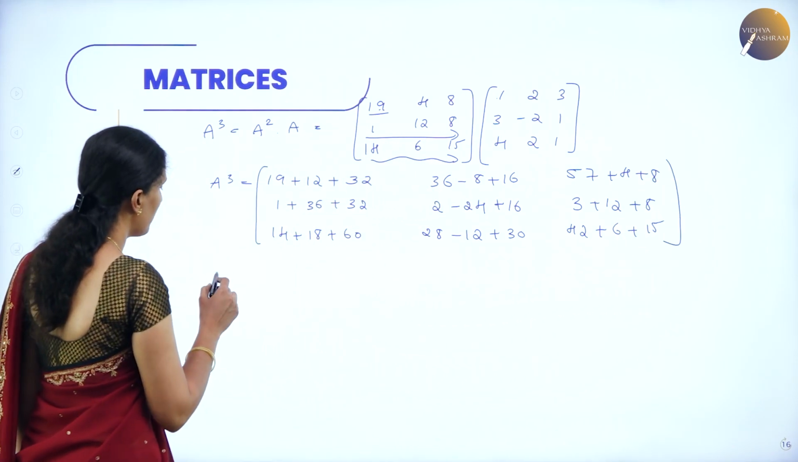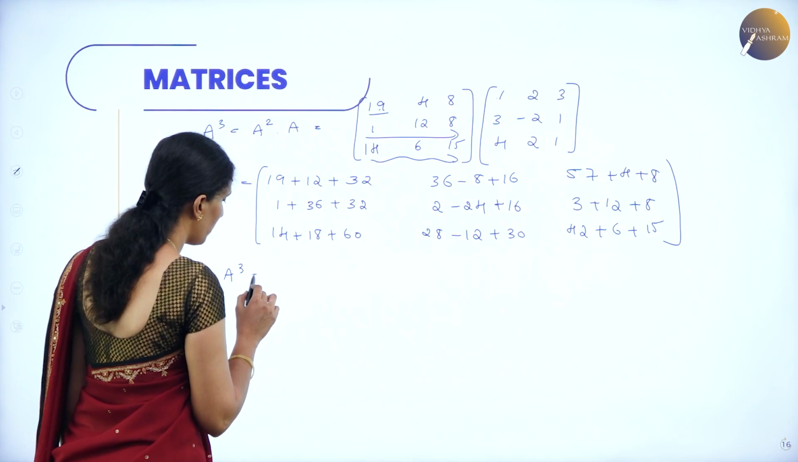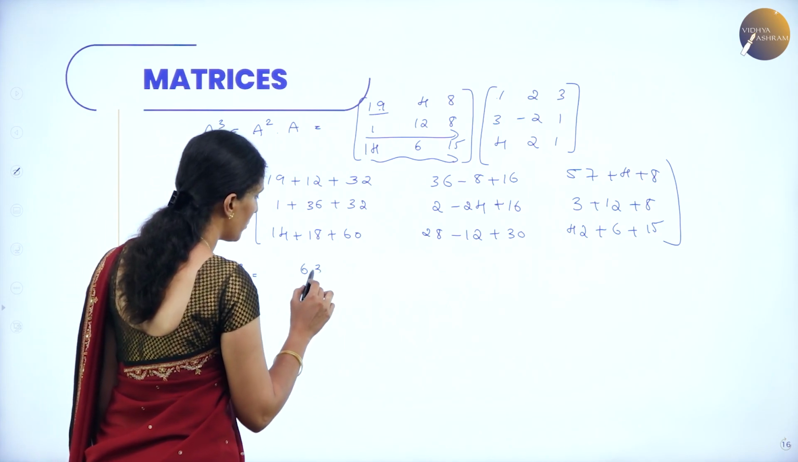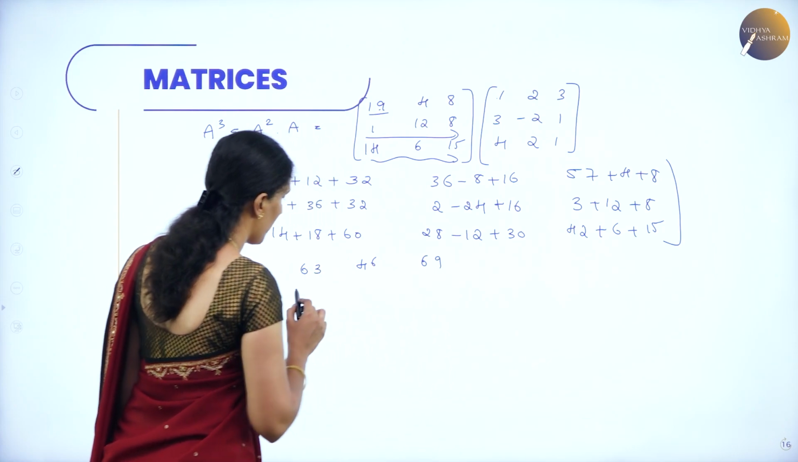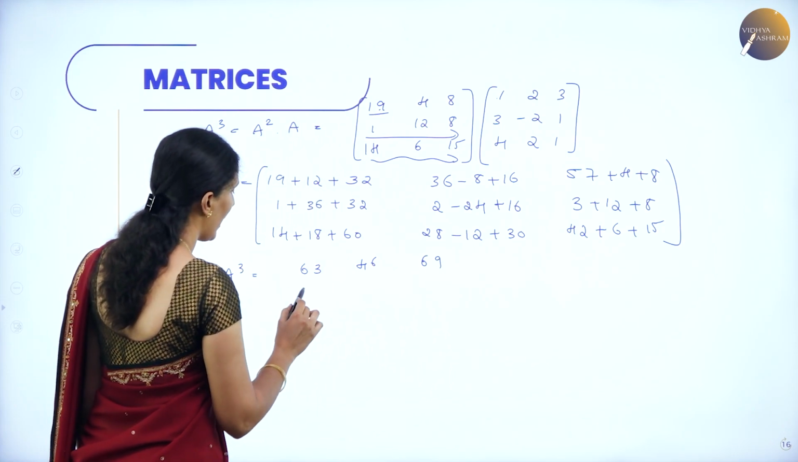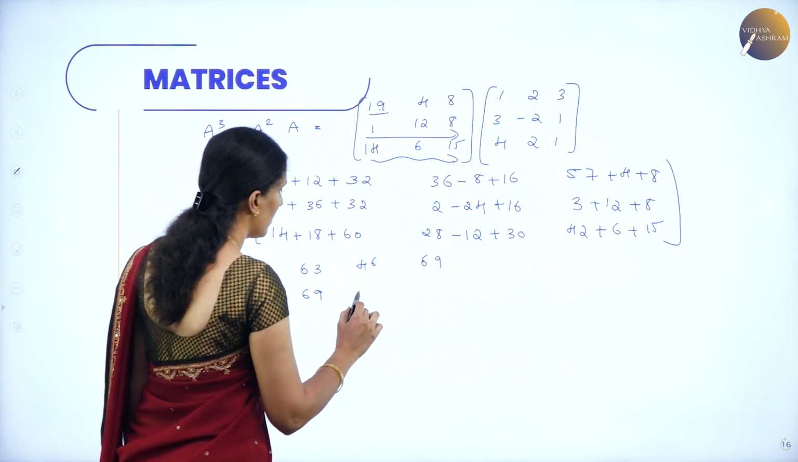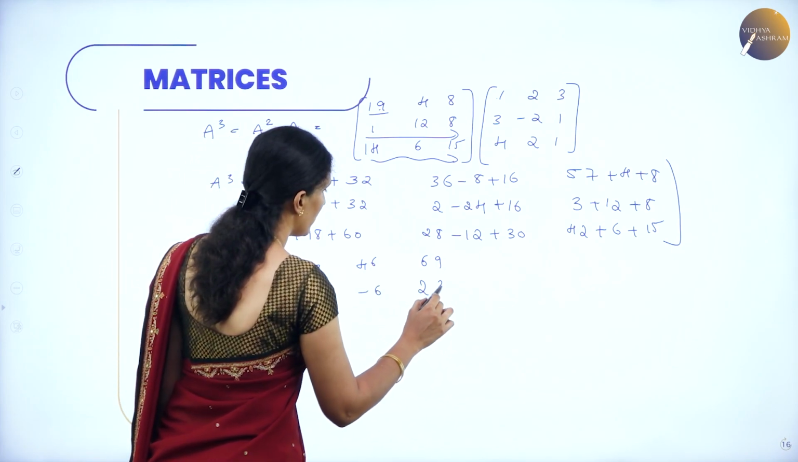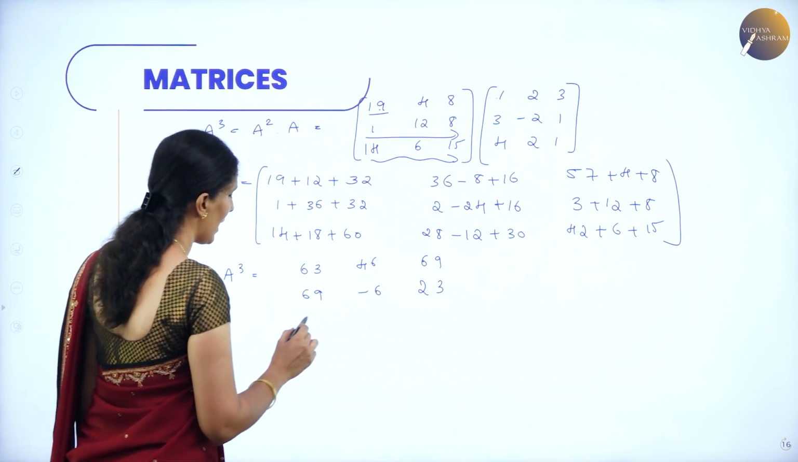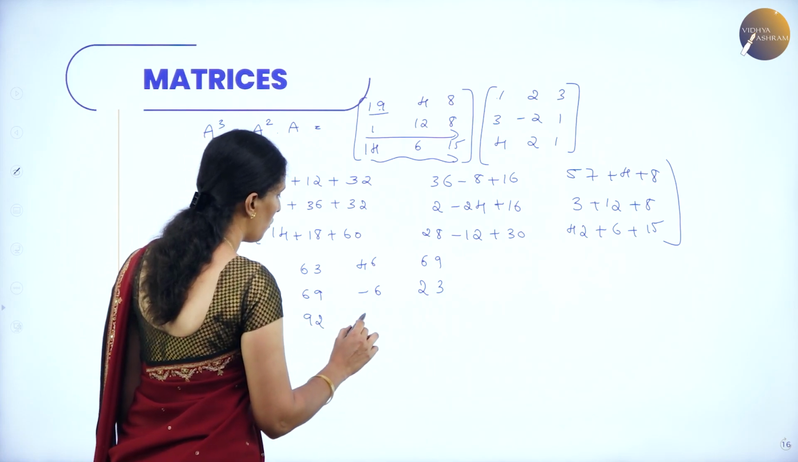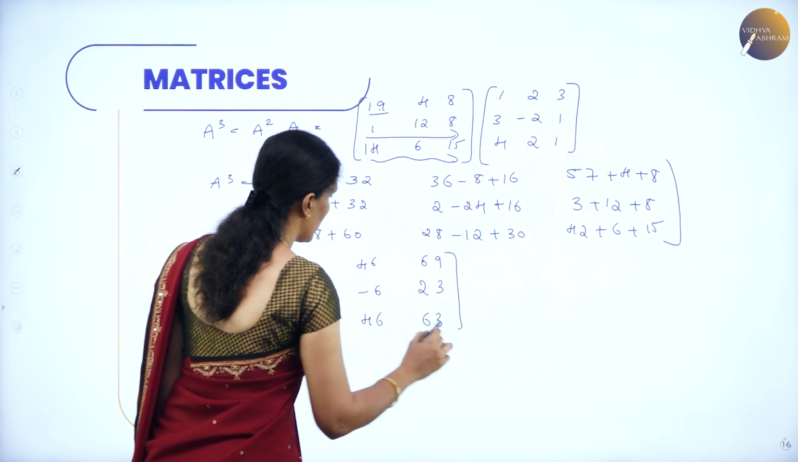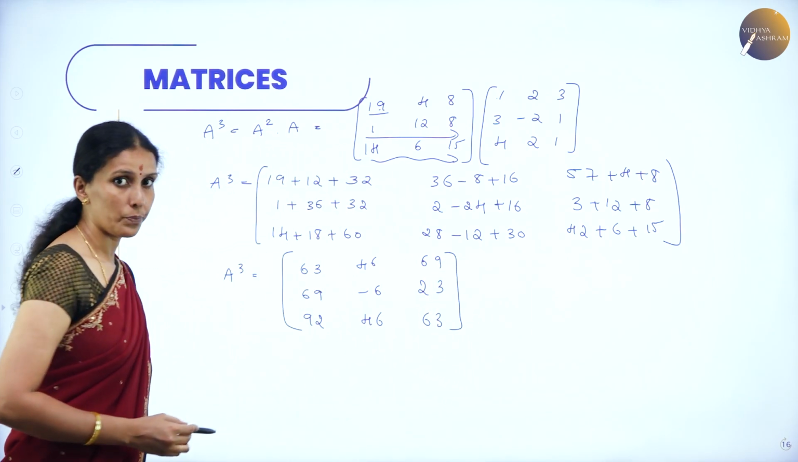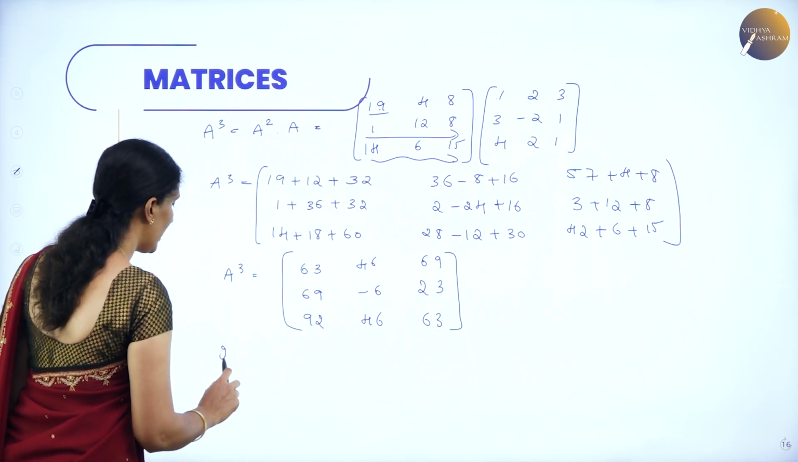So when you add this matrix, we get A cube is equal to 63, 46, 69. And next row we have 69 minus 6, 23. And the next row we have 92, 46, and here we have 63. So thus we have found A cube. Next we will find out 23A.